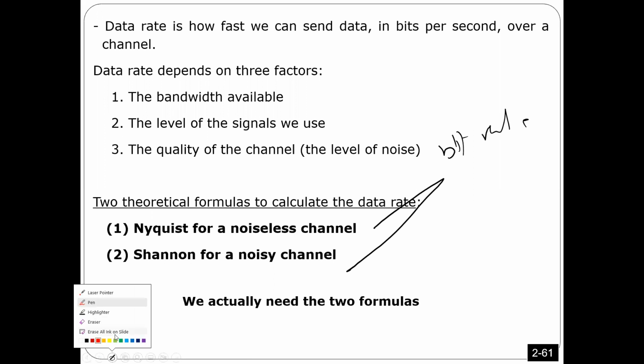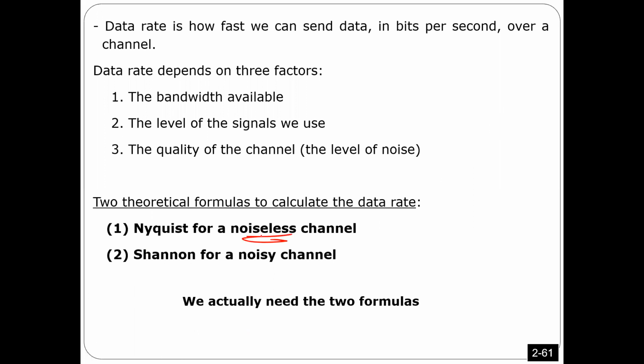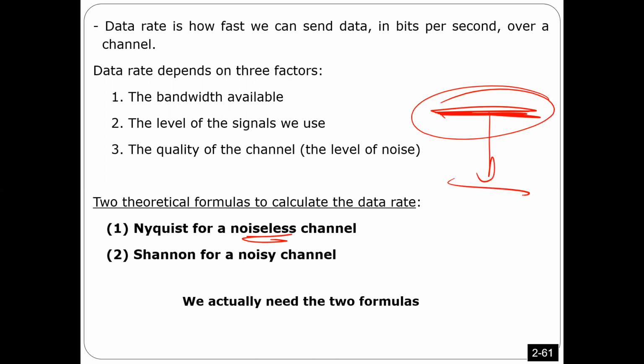The first one, as I told you, is for a noiseless channel. You should understand there is no channel that's noiseless. All channels have noise. Still, this formula is useful because it gives you a limit for the bit rate. What I mean by limit is that you cannot reach this bit rate; it has to be less than this one, but at least you have some idea about the maximum bit rate you can get, because this is for noiseless channels.